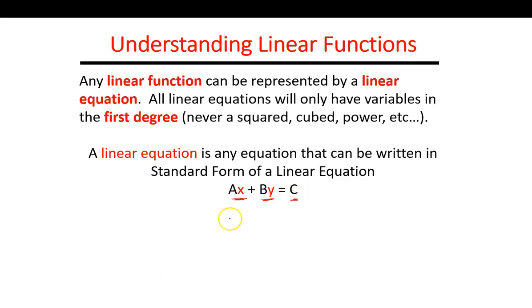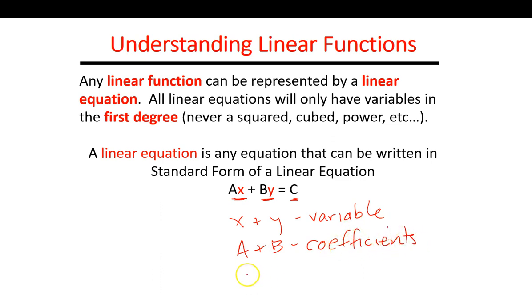Now, in this equation, x and y are your variables, so make sure you write that down. And then a and b are just coefficients of those variables. C is what we call a constant, and a constant is just an integer. It could be positive or it could be negative.